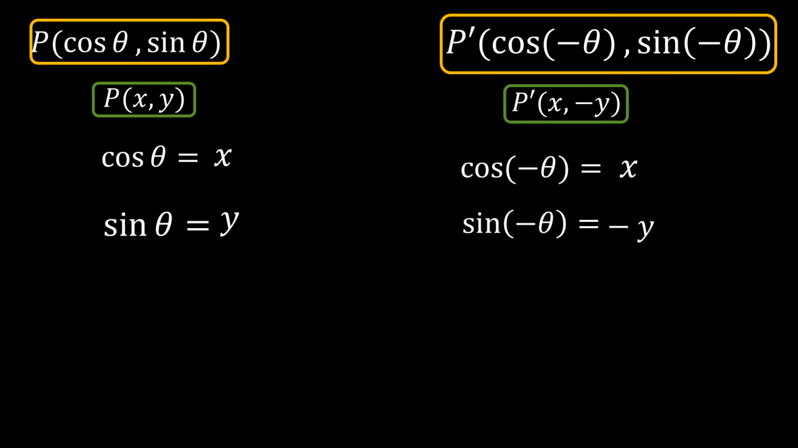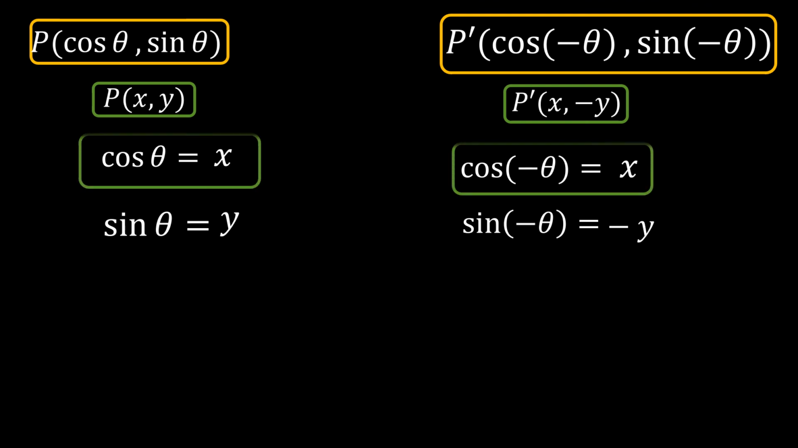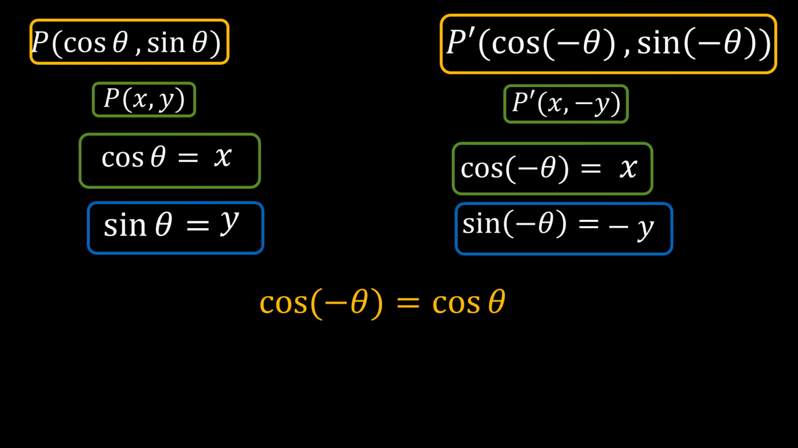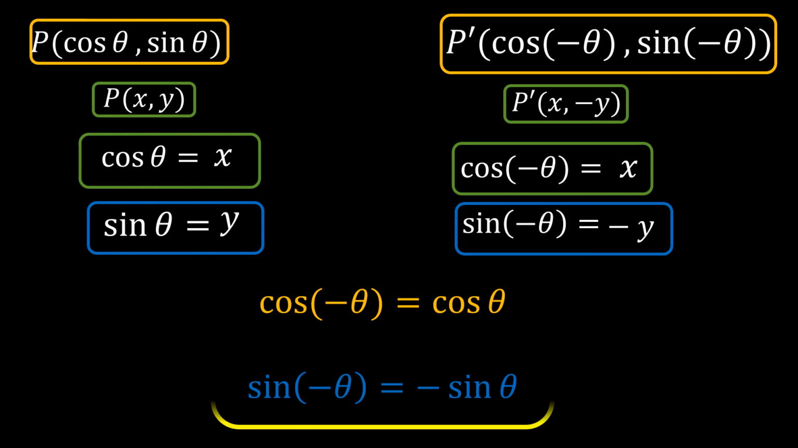Here we are finding that the value of cos theta and cos of minus theta is x. Comparing them, we find that cos of minus theta is cos of theta. Now, sin theta is y and sin of minus theta is minus y. Comparing them, we get that sin of minus theta is minus sin theta.